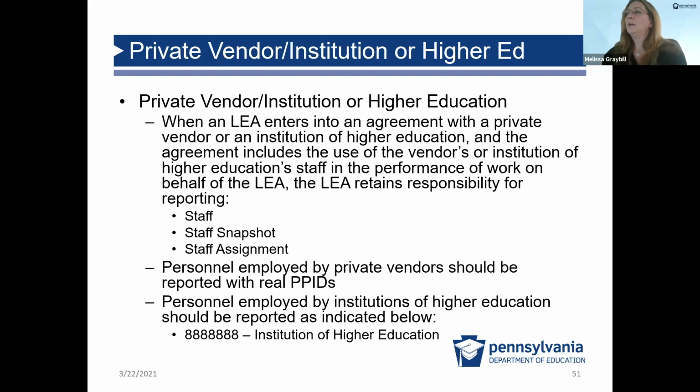So for LEAs that have institution of higher education professors, we are still allowing them to report with the all 8. That is the indicator that they are from an institution of higher education. You do still need to include staff snapshot and staff assignment, but we do allow that one record that kind of encompasses multiples. If you have multiple dual enrollment students and multiple courses.